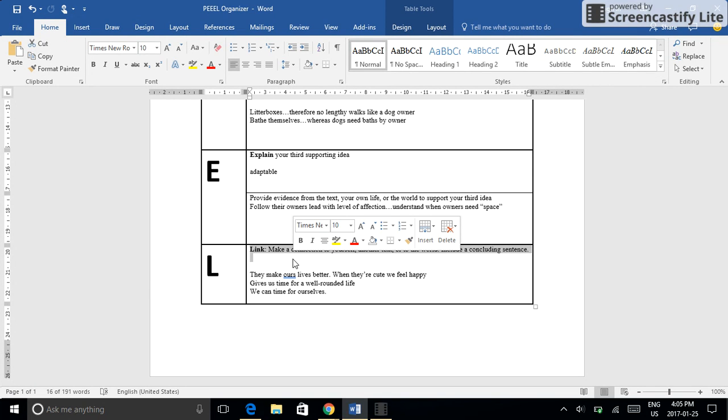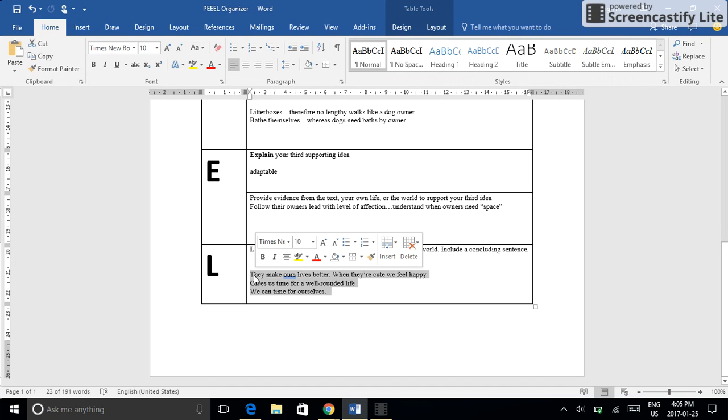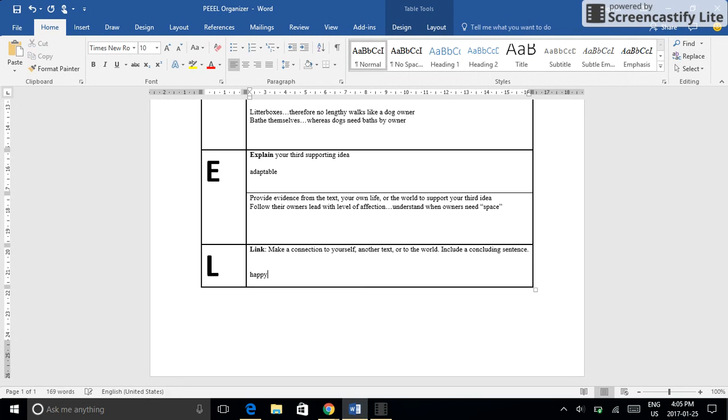But in that last section, in the link, I'm going to be explaining why should people care that cats are cute? Why should they care that they're easy to care for? And why should they care that they're adaptable? And that's what you can do in your linking section. So what I would do here is I would say that it's important that cats are cute because it makes us happy. When we can go home to a cute, cuddly little cat, it makes us happy as human beings.